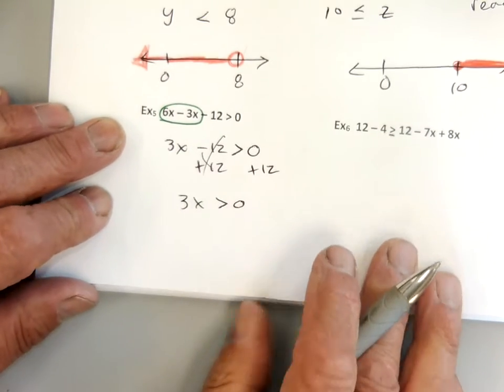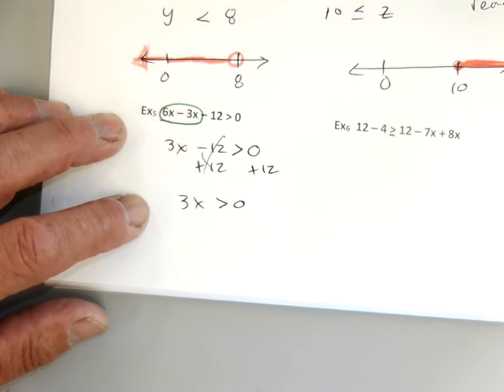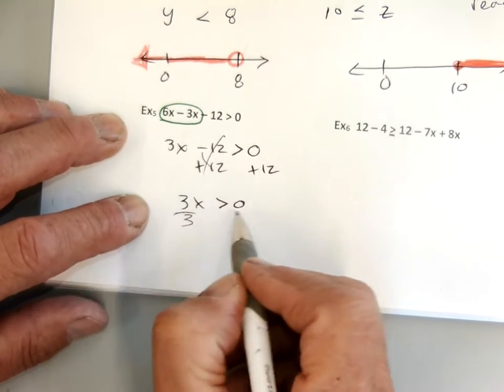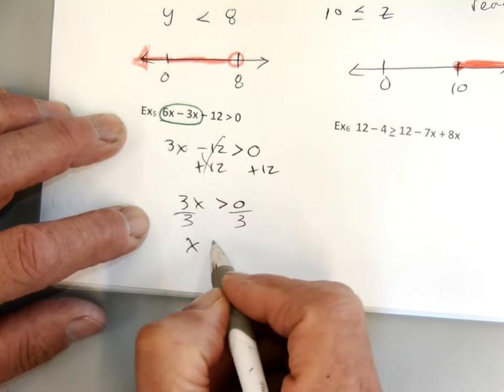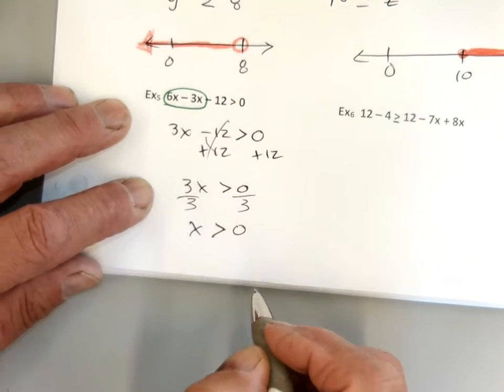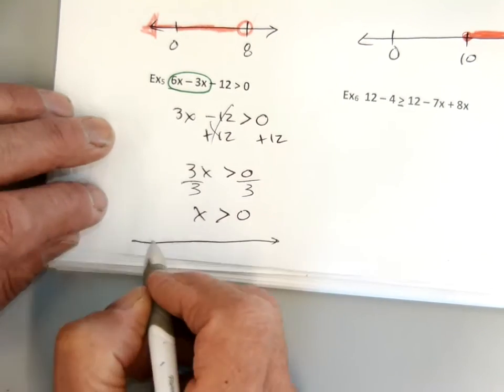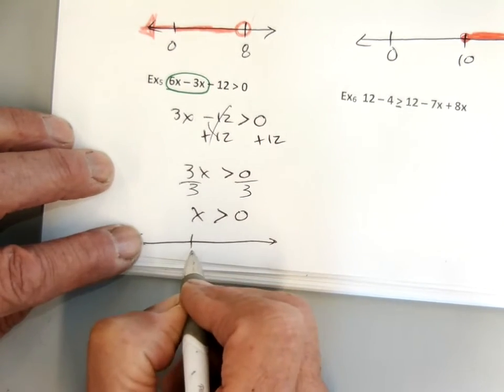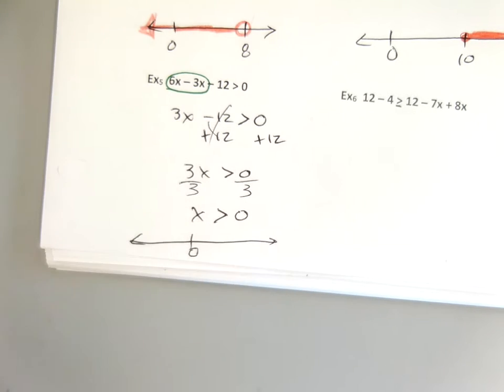Now what? Yes, Ron? Divide by 3, divide by 3. X is greater than 0. Okay. Now, I need some kind of a reference. I need any other number on my number line. Always need 2 numbers. I don't care what number you give me. I just need some number on the number line.